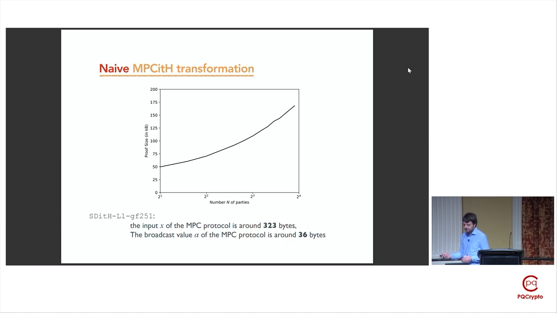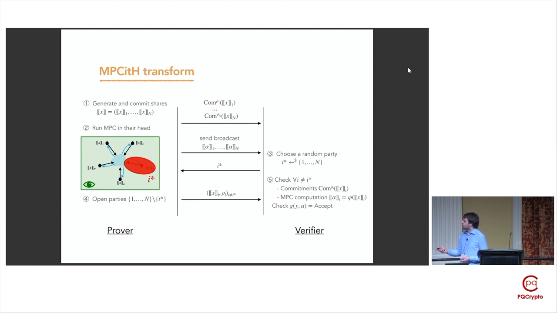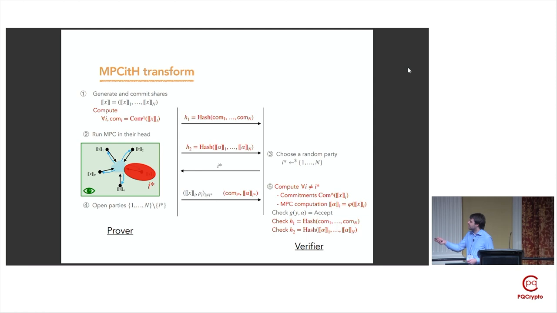So how can we save communication? The first trick consists of the following. Instead of sending all the commitment digests, we will send a hash of them. In practice, the verifier will be able to recompute all the commitments itself, except for the commitment of the hidden party. So the prover will send the commitment of the hidden party at the end, but does not need to send all the commitment digests. You just need to send a hash digest of them, and the verifier will recompute the hash digest and check that it's consistent.